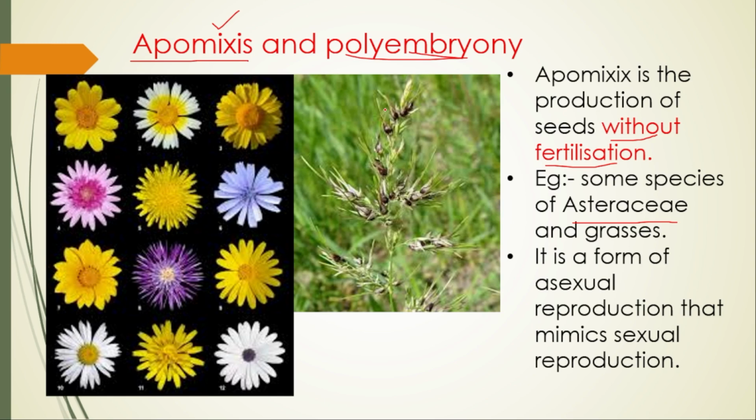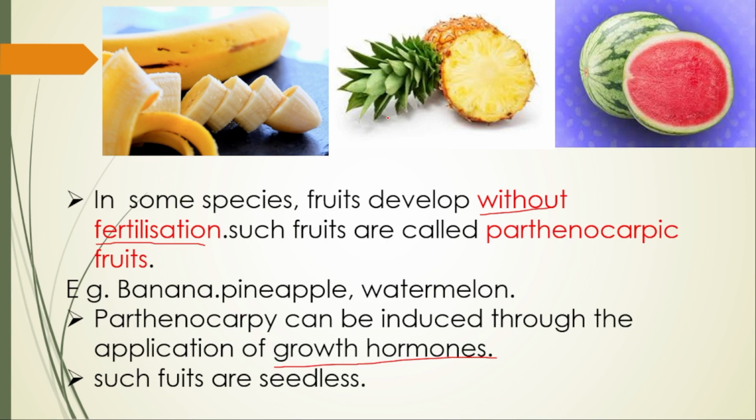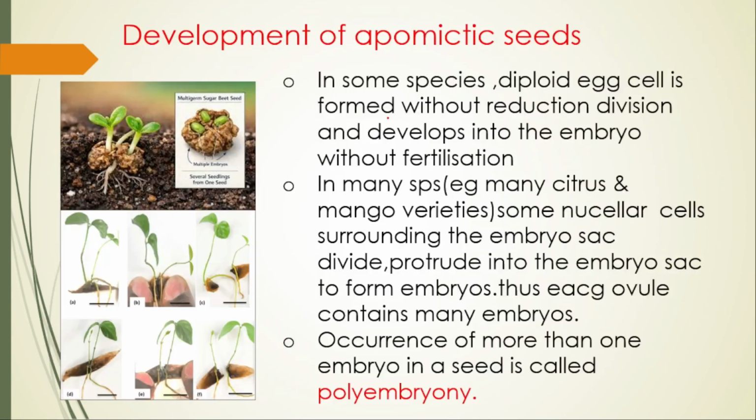See, here are the seeds. Seeds without fertilization is called apomixis. Fruit without fertilization is called parthenocarpic. Don't get confused here. Next, how the development of the apomictic seeds is going to take place.